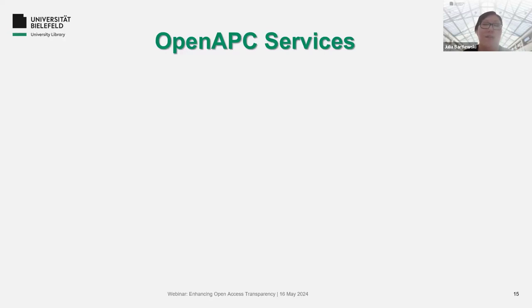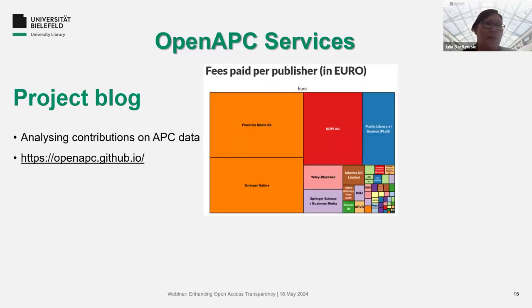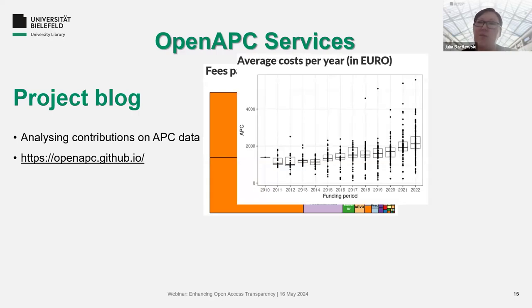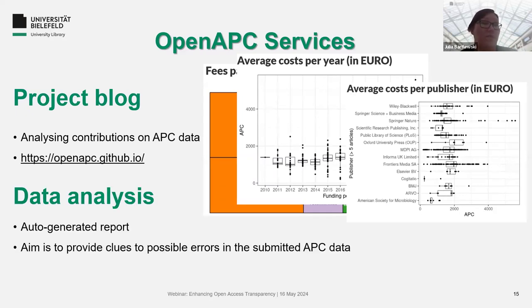When you report data to us, what are the benefits for you? We do a lot of data analysis and data dissemination. We operate, for example, a project blog. We write an article for each APC submission in which the submitted data is analyzed in more detail. And these plots and tables are also integrated in these posts. Then we also generate automatic data analysis for each submission, which can help to detect possible errors in the submitted APC data.